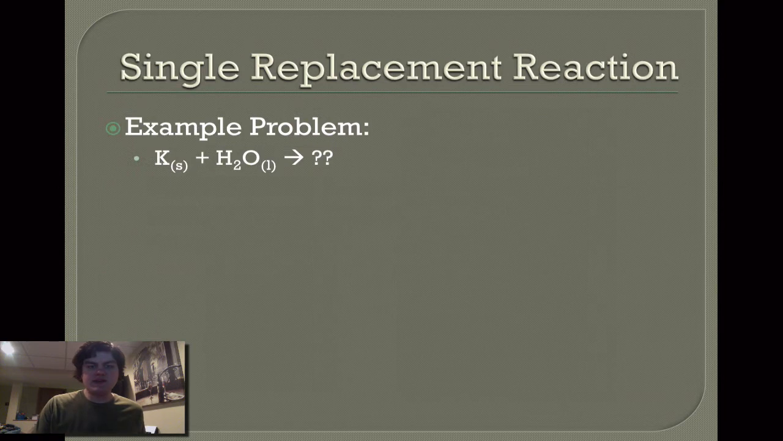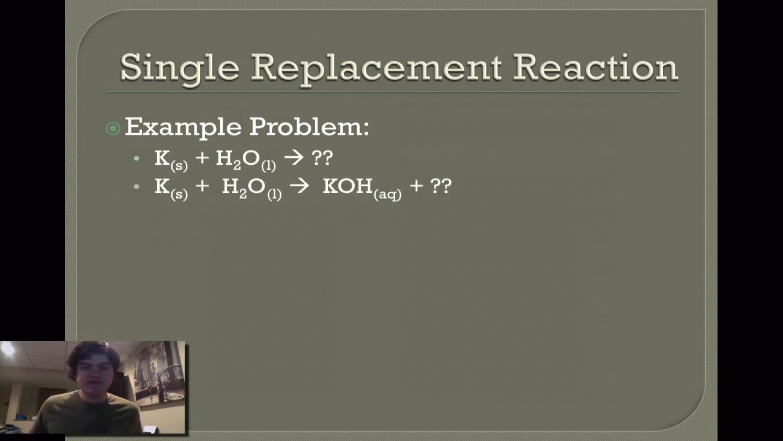All right, let's take a look at an example problem. So we have solid potassium and water, H2O, a molecular compound. We need to predict what's going to happen here. So potassium is going to form a positive ion and replace one of the hydrogen in the water. So we go with the potassium taking the place of one of the hydrogen in the water, and we get KOH, which is potassium hydroxide.